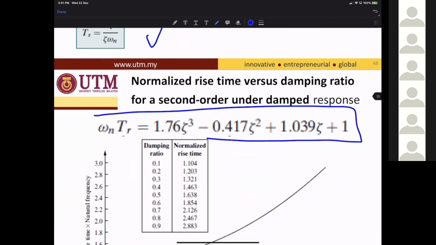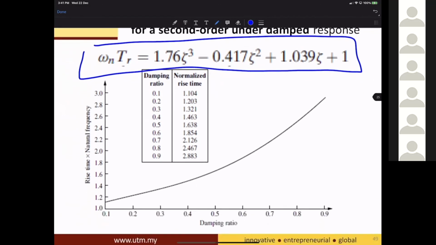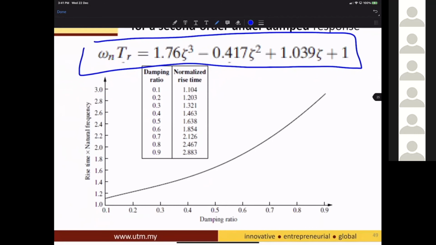So rise time is omega n TR equal to 1.76 zeta cubed minus 0.417 zeta squared plus 1.039 zeta plus 1. And this is the standard graph.